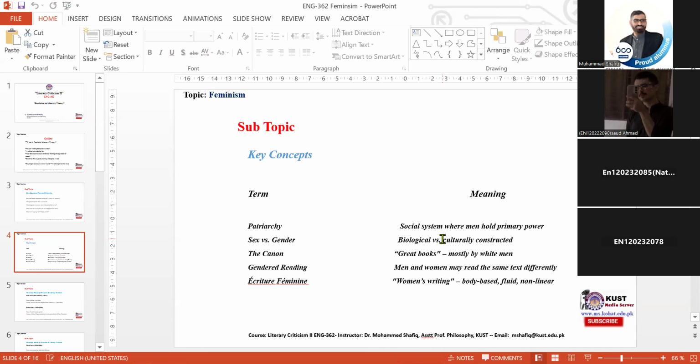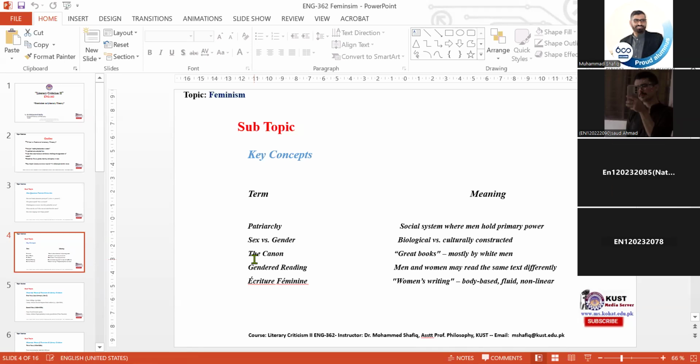Another thing, a very core concept in feminism, is sex versus gender. In general discussion, we mix up these two different concepts. Sex is biological, while gender is culturally constructed. We normally confuse the two terms, so we need to clarify this. Sex refers to biological traits, chromosomes, anatomy, our bodies. And gender is the social meaning we assign to those traits.